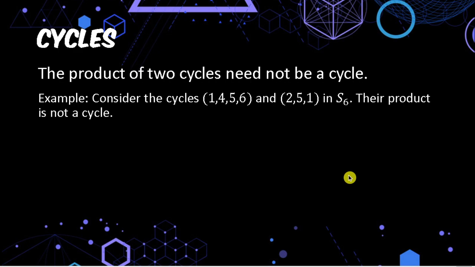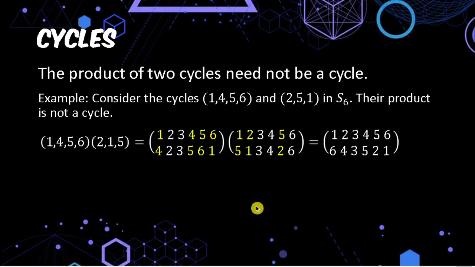Magbigay tayo ng example. So we have two cycles here, S6 pa rin tayo. We are working under S sub 6. Their product is not a cycle. So let's look at their product. 1, 4. Ayan. Kaya kailangang ilagay natin pa rin yun, no? Kasi minsan, hindi natin makuha yung product by simply looking at the given cycles.